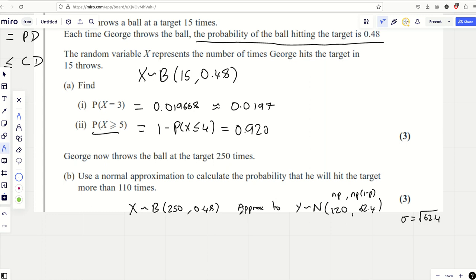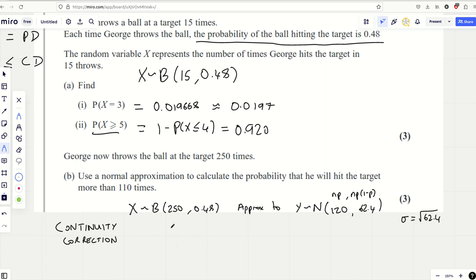Now this is the way I set out my working here. The one thing that students forget in these questions is the continuity correction. And you always have to use that in any normal approximation to the binomial, because the binomial distribution is a discrete distribution, and the normal is continuous.